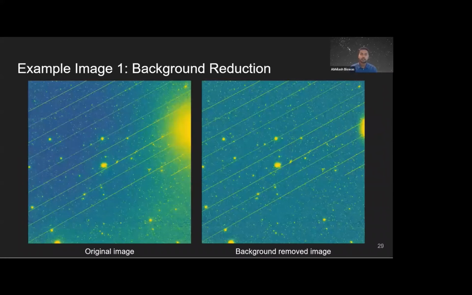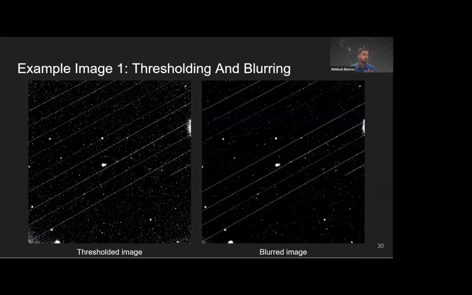On the left, we have an original astronomical image containing multiple streaks and a lot of noise in the background. As a starting step, we try to estimate the background in this image so that we can remove that from the raw image. On the right, you see the image where the background of the original image has been estimated and removed. And you can see some reduction in the amount of noise.